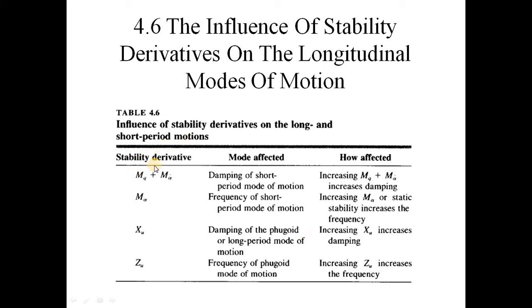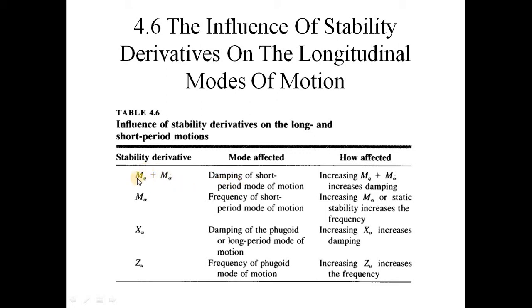Now let's look at the first stability derivative, which is M_q, the moment due to pitch rate, plus the moment due to the change of angle of attack. So this is the rate of change of angle of attack. Both of these are rates, so the moment due to rate. The mode affected is the damping of the short period mode of motion.